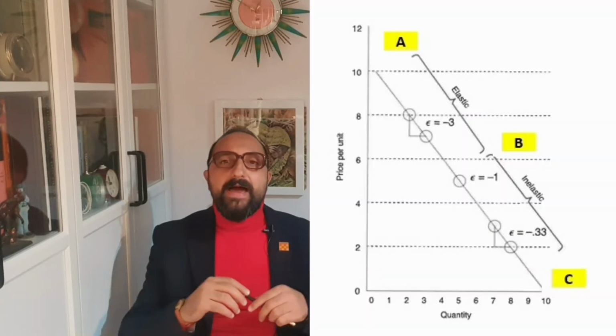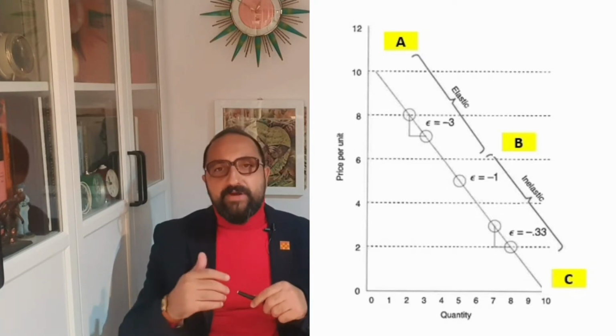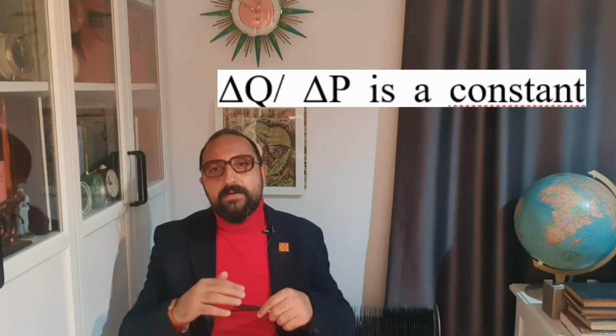Pi divided by Qi varies for most demand curves. Therefore, the value of elasticity will depend on which point on the curve is being considered. This is best illustrated by reference to a linear demand curve. The curve has the same slope at each point. For example, delta Q divided by delta P is a constant.